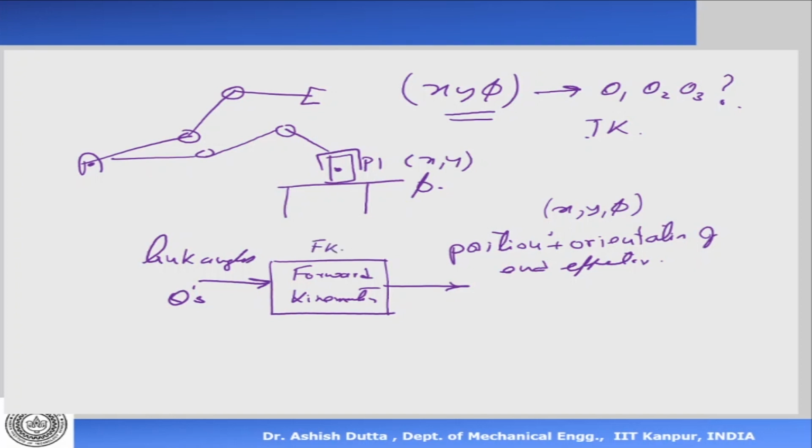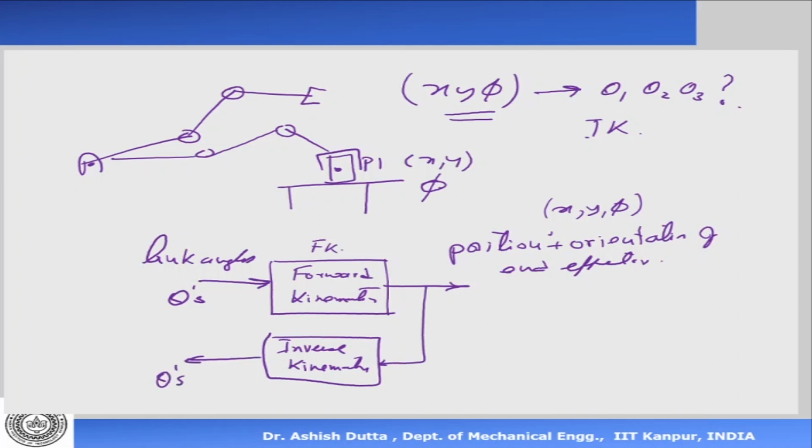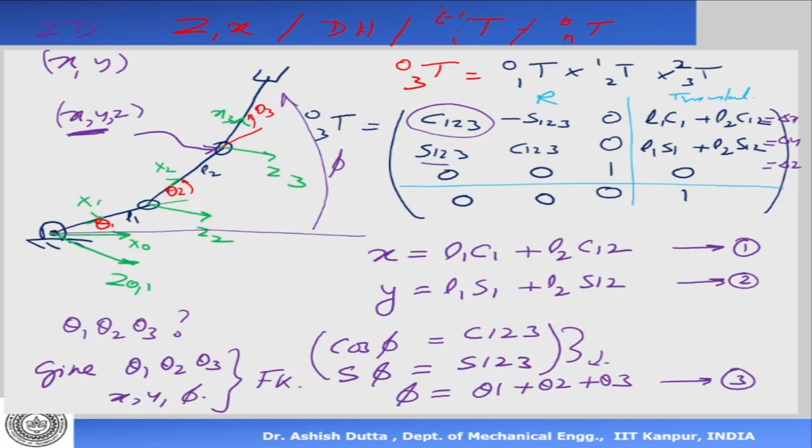Now if I do the reverse of this, suppose I give this as input. This is my inverse kinematics now. If I take this and put it here, I will get my thetas. So if I give input x, y and phi, you should be able to tell me what the thetas are. That is the inverse kinematics problem. I hope you understand the meaning of forward kinematics and inverse kinematics.